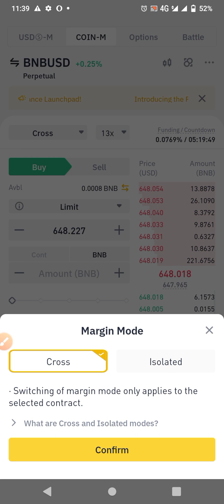In cross margin, if you open one or more trades, they will work hand in hand, in the sense that if one is falling down, the other one will be saving it. Are you getting me? If one is falling down, the other one will be saving it.